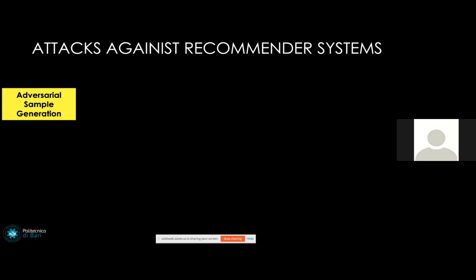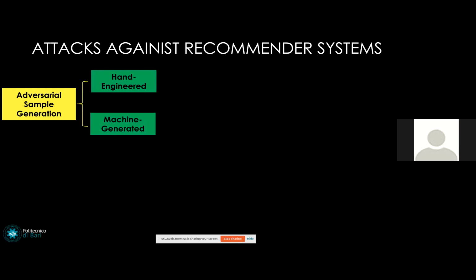Adversarial attacks against recommender systems can be studied based on three main dimensions. First, the adversarial sample generation. The adversarial sample generation can be hand-engineered or machine-generated. Hand-engineered attacks were the older type of attacks, in which the goal was to heuristically, for example, generate or put users or items in the user-item interaction data, with the goal that such injected profiles can alter the recommendation result toward a specific desire of the attacker.